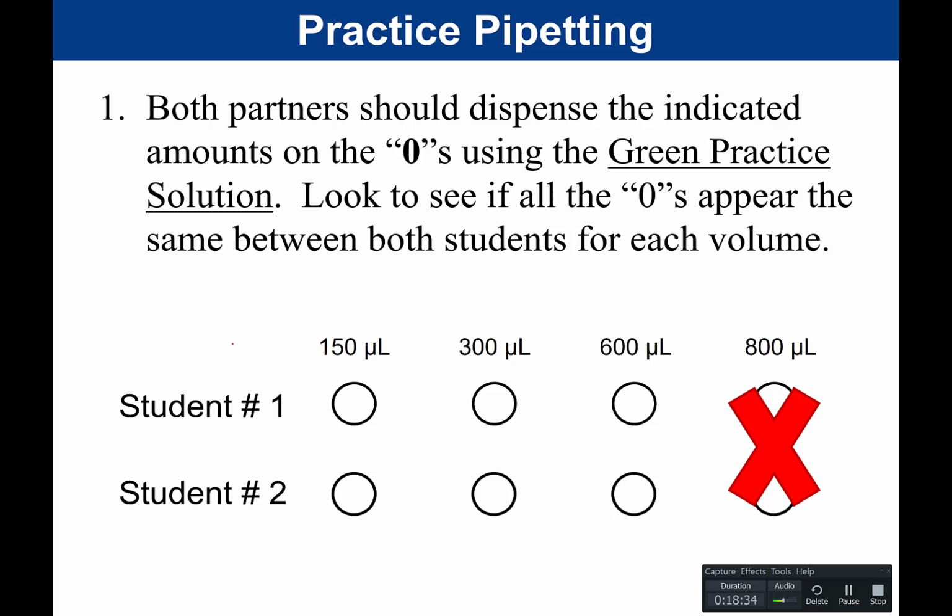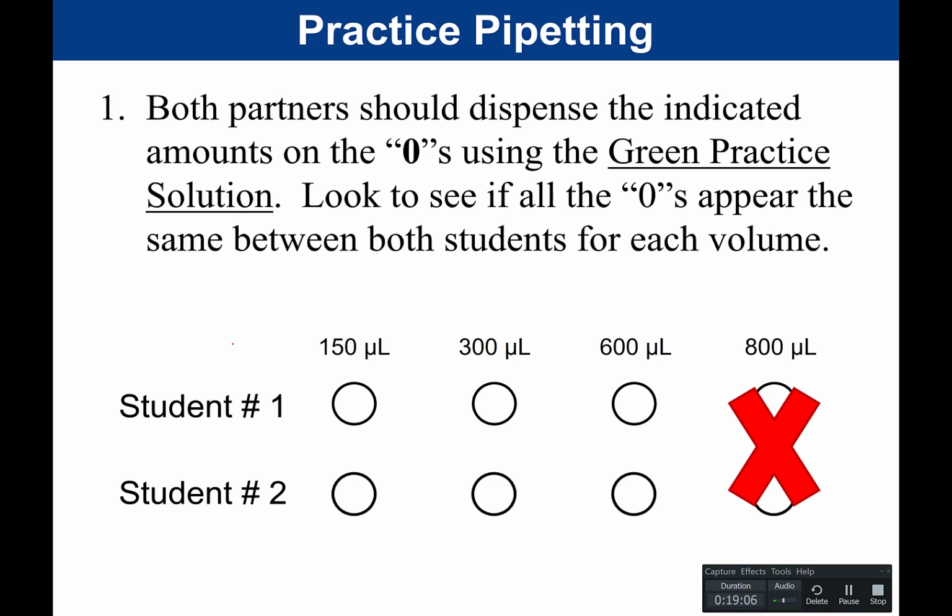So you would add 150 microliters to student number 1. That would be you. Then you would change the dial and you would add 300 microliters to the next circle, and then 600 microliters. We would tell you to cross out the 800. That volume is too big. It spreads out too much, so we wouldn't have you do that volume. Student number 2 would do the same thing. They would pipette 150 microliters, 300 microliters, 600 microliters.